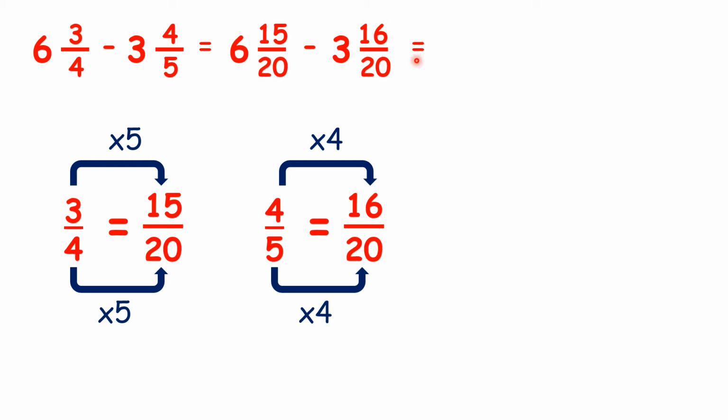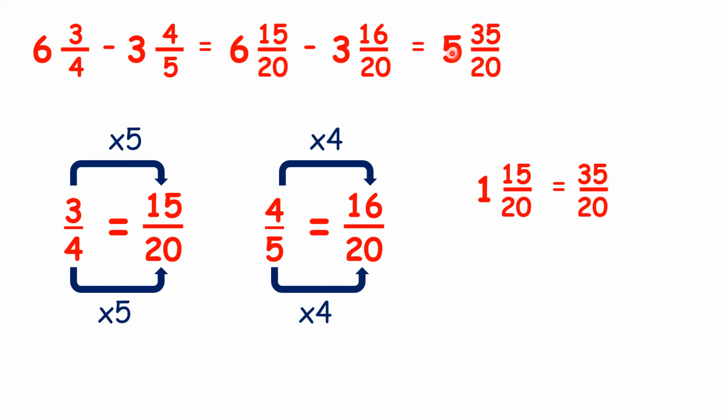We can't answer yet because we can't take away 16/20 from 15/20. So rather than 15/20, we need to take the fraction away from 1 and 15/20, which is 35/20 as an improper fraction. So now we have 5 and 35/20 minus 3 and 16/20, and that gives us 2 and 19/20.